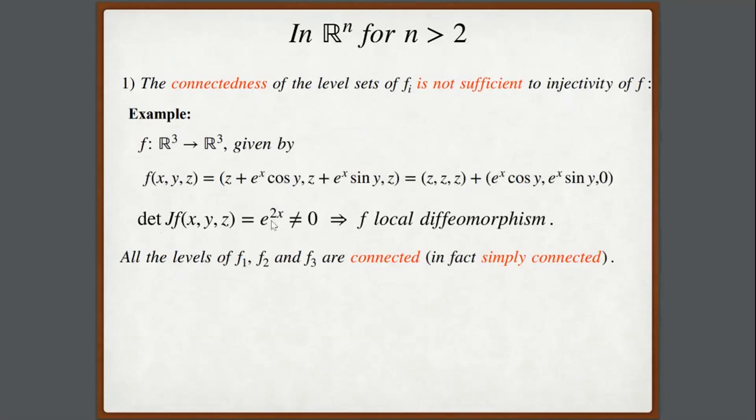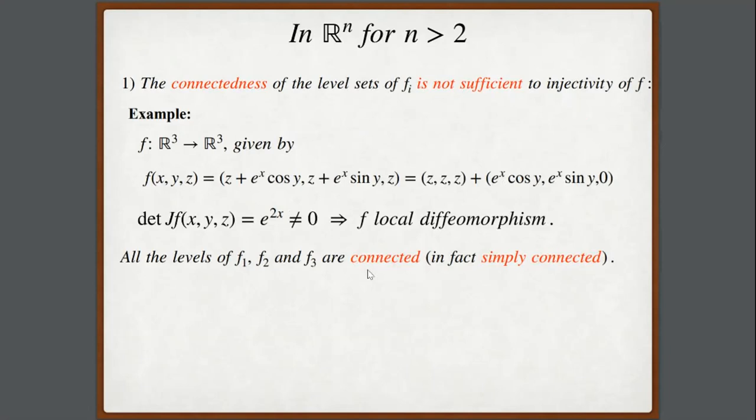The Jacobian determinant is always distinct from zero, and so F is a local diffeomorphism. And it's not difficult to see that all the levels of F1, F2, and F3 are connected, and in fact are simply connected. In fact, all the levels are homeomorphic to planes.